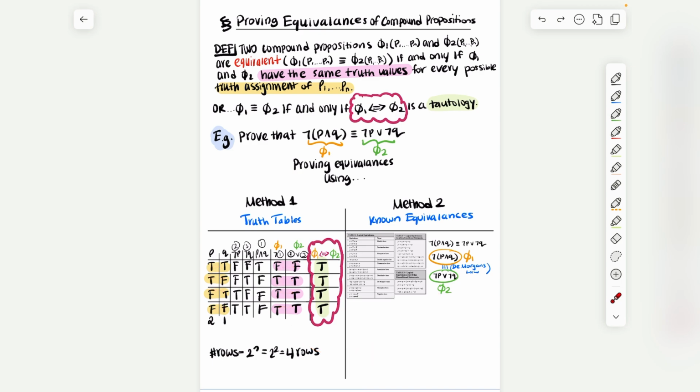And that's it for this video. In the next, we'll do a lot of practice proving equivalences using known equivalences, in other words, using this table.